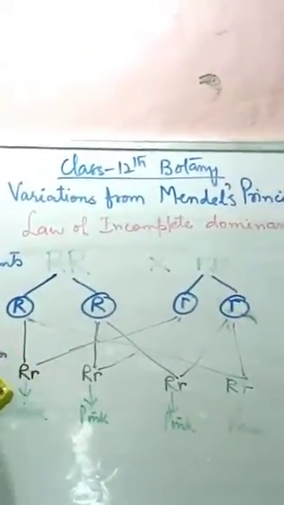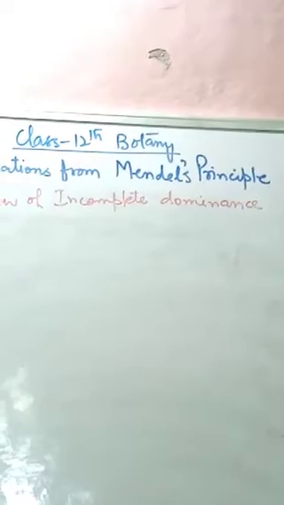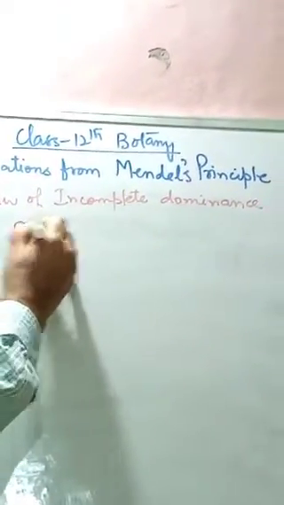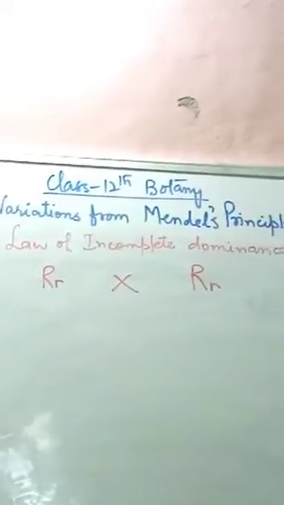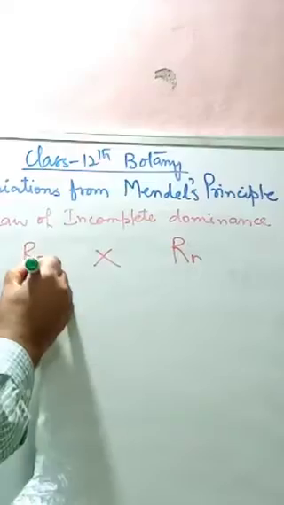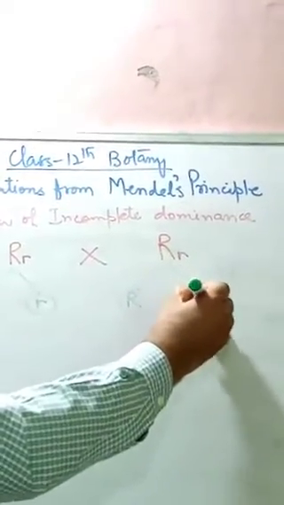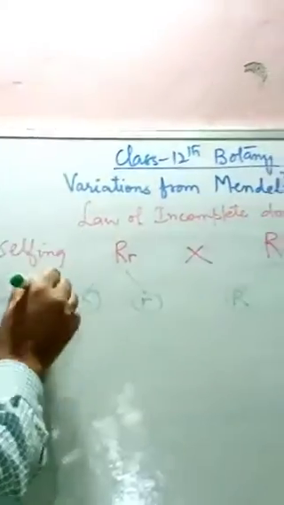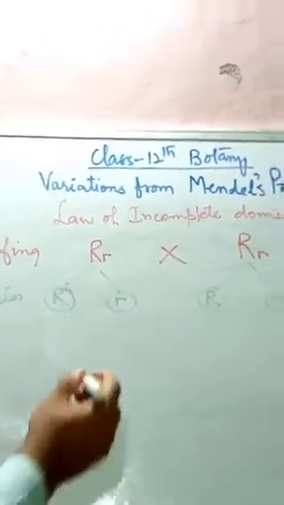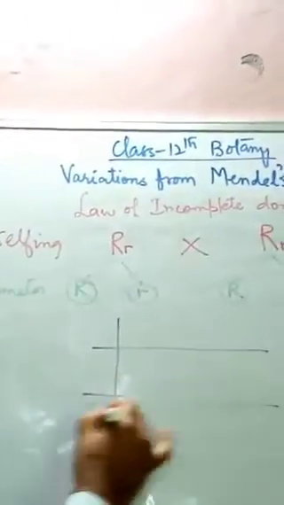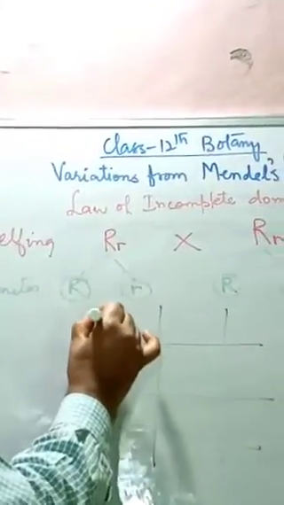Now when these F1 hybrids are selfed, what will we see? What will be the gametes? They will be capital R and small r. These are the gametes. Let us self them by taking this Punnett square: capital R, small r, capital R, small r.